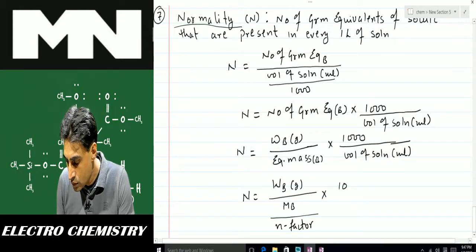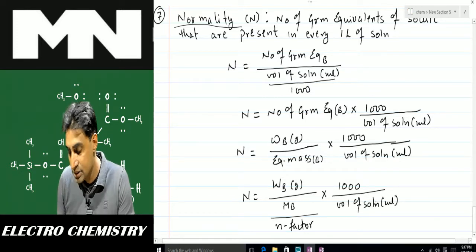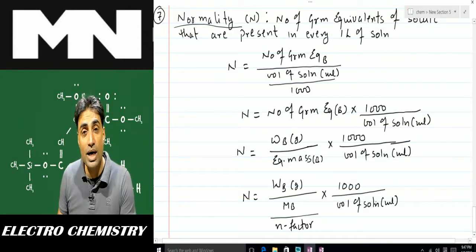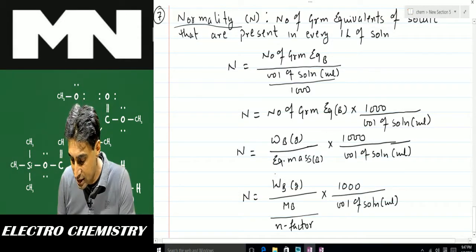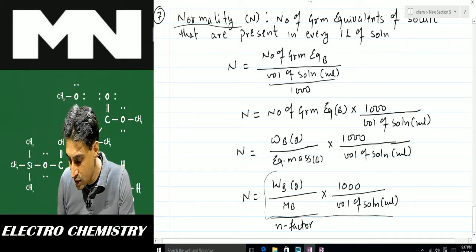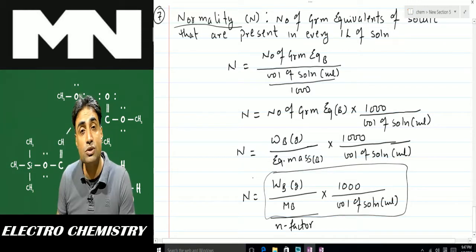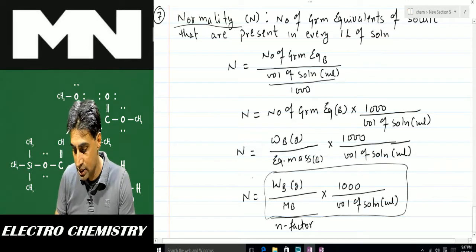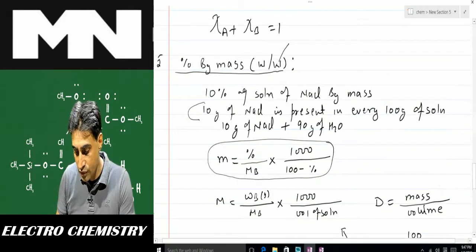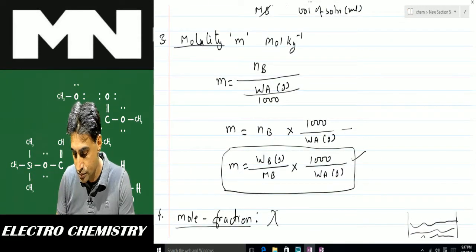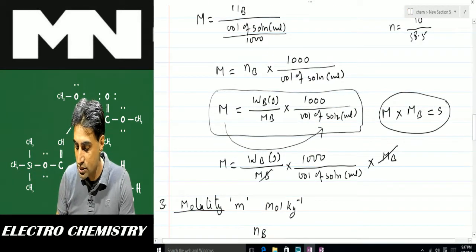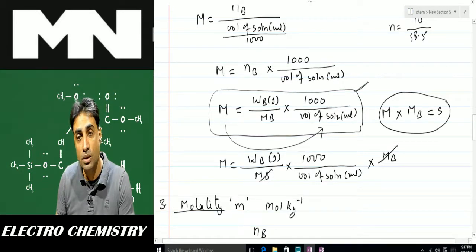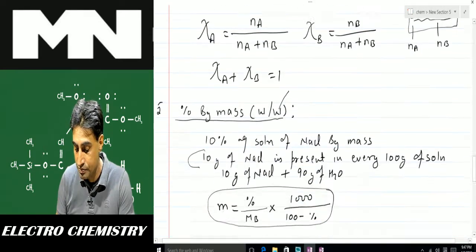into 1000 by volume of solution in milliliters. Dear students, if you have a look at this formula carefully, you can see that this part of the formula resembles molarity. This is what molarity was. As you can see it over here, we did the formula for molarity. I'll show you. Here you have done this. This is the formula for the molarity. So same formula you are getting. The only thing is it is divided. There it is divided by n factor.